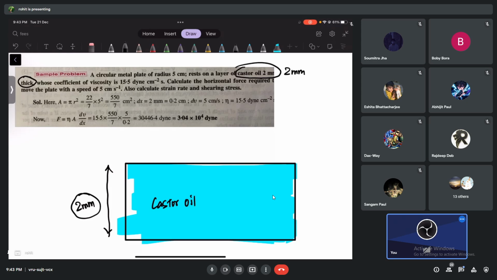2 millimeter. Can you understand this topic till now? Just check, guys. This castor oil is going to flow. That's what we are going to talk about.